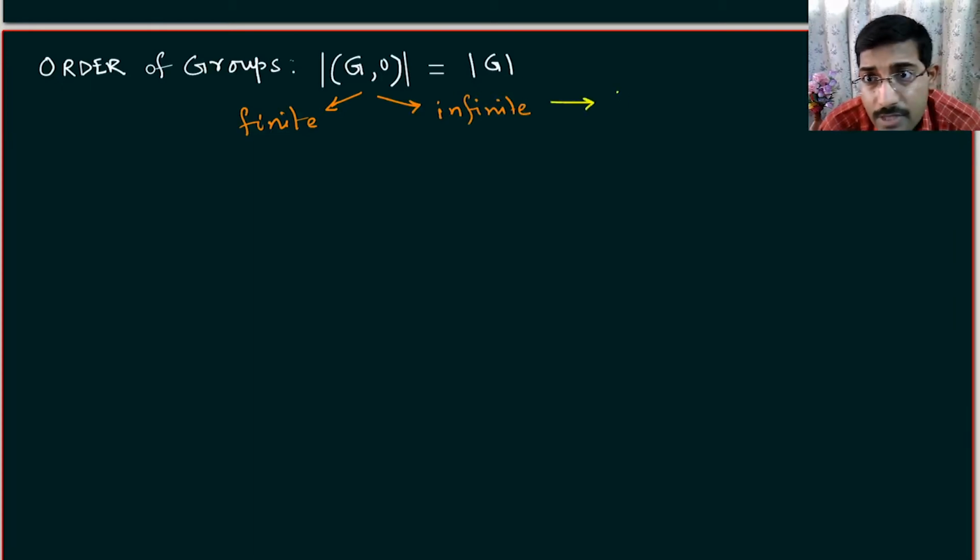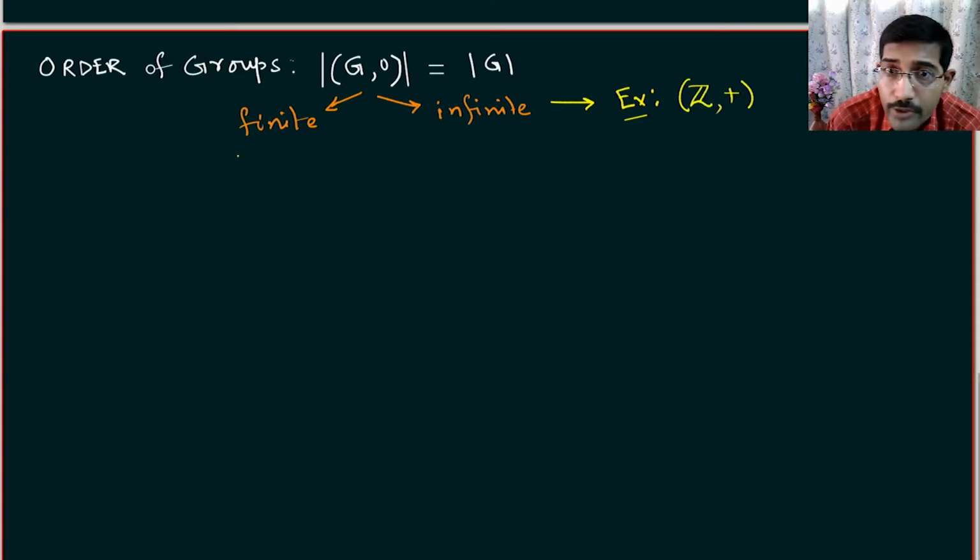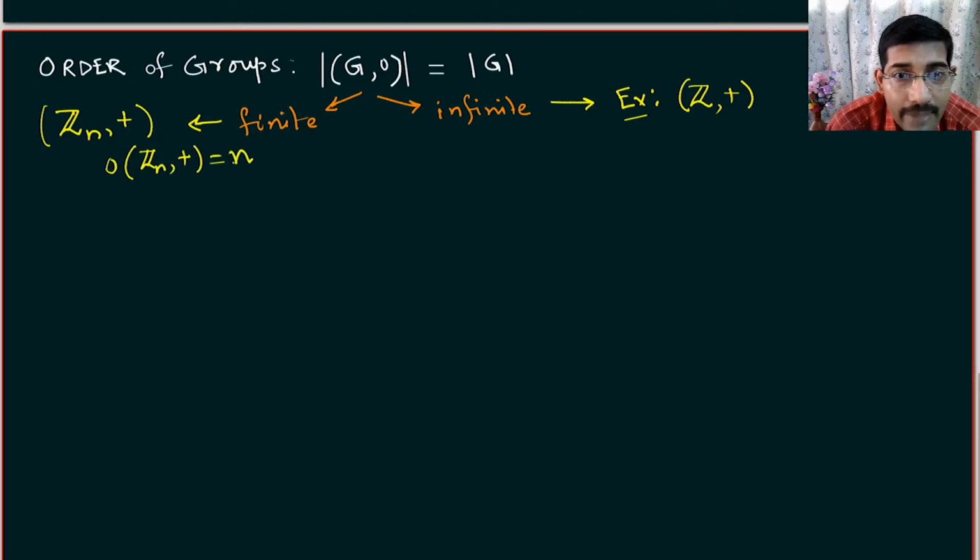Some examples of such infinite groups, we can find that this is an infinite group of infinite order. Some examples of finite groups: this is a group which is finite because the order of this group is n. Similarly, we have declared the group Zp star in the earlier slide with star, which has order p minus 1.